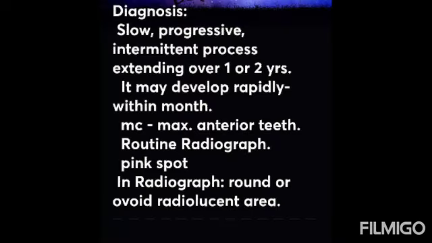Next, moving on to diagnosis. Internal resorption may affect either the crown or the root of the tooth, or both. It may be a slow, progressive and intermittent process extending over 1 to 2 years, or it may be rapid and may perforate the tooth within a matter of months. So it is slow or fast.